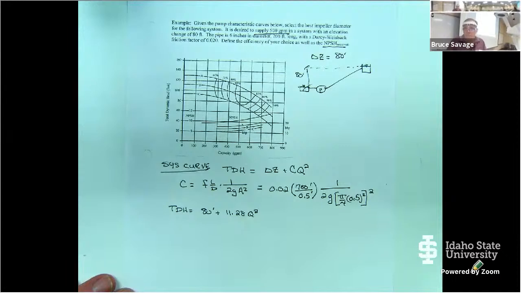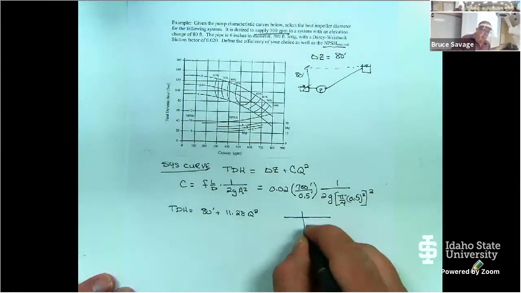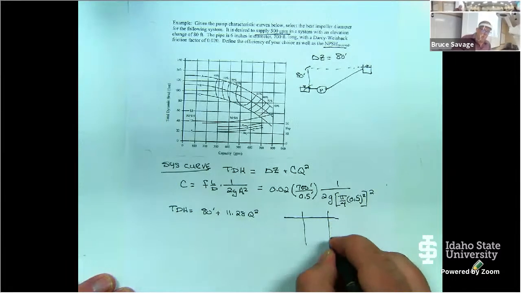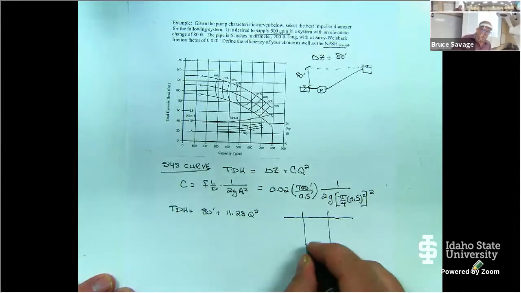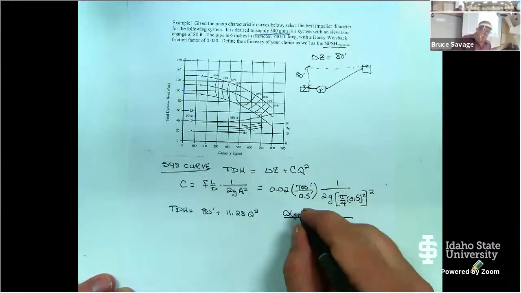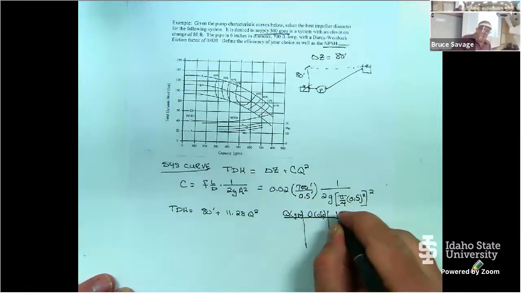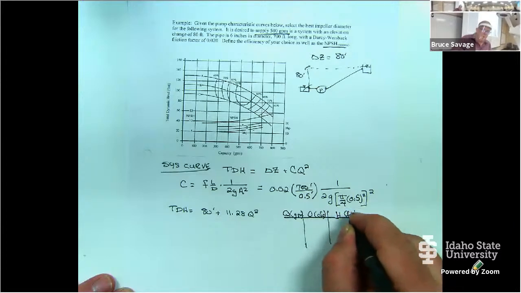Now we mentioned that to plot a curve, a general curve, we're going to want to plot 3 points. So I'm going to come over here and create a little table. I have 3 columns in my table. I'm going to have Q, my flow rate in gallons per minute, and then Q in CFS, and then H in feet.